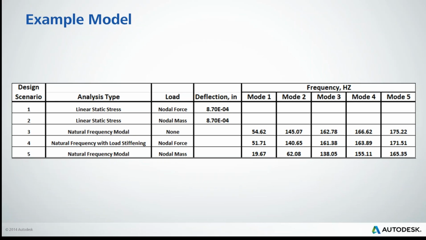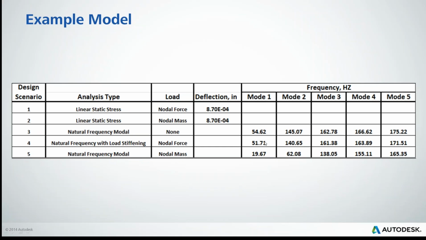However, if you are doing any frequency type analysis, you don't want to use the force load to represent the weight of the motor. In design scenario 3, I can look at my first 5 natural frequencies: 54.62, 145, 162.8, 166.6, and 175.22. Design scenario 4, which is the wrong way of doing it, with nodal force, the natural frequencies dropped a little bit from 54.62 to 51.71, and so on.